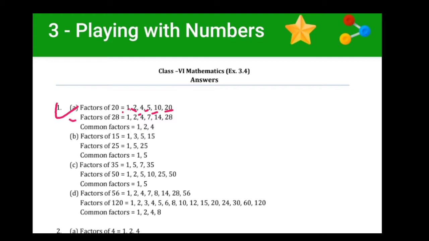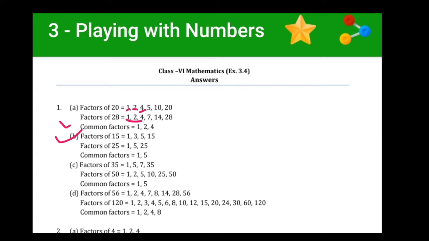Same like that, factors of 28. 1 and 28 are both factors of 28, and it is also divisible by 2, 4, 7 and 14. So these numbers are also factors of 28. Now we have to find the common factors. Here we can see that 1, 2 and 4 are the common factors of 20 and 28.